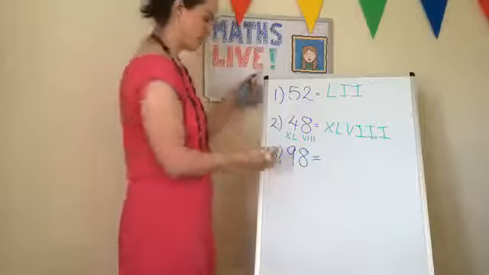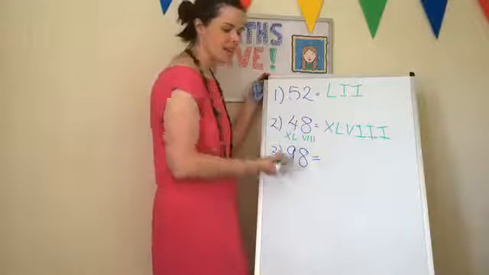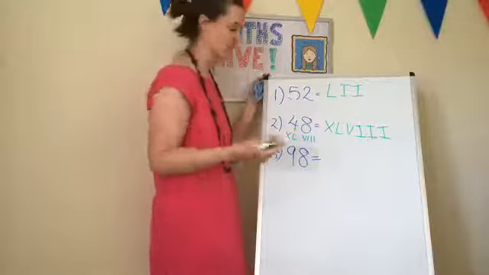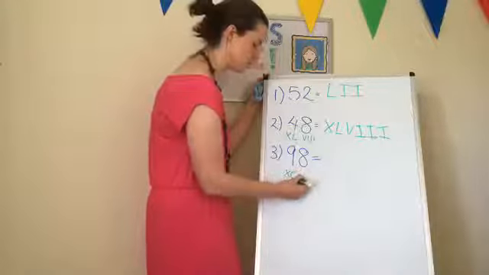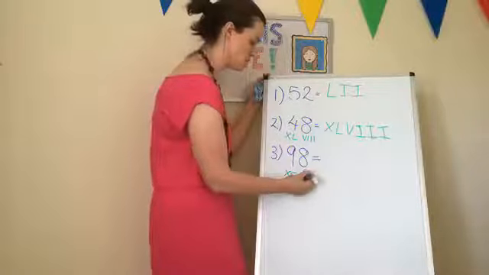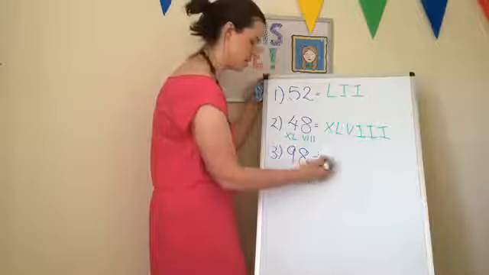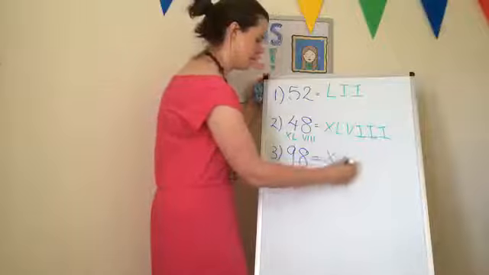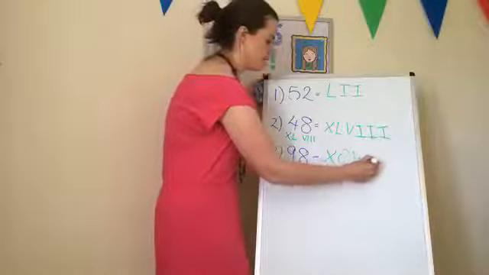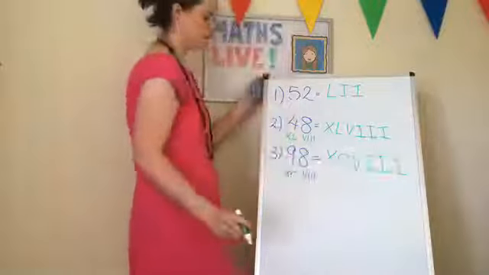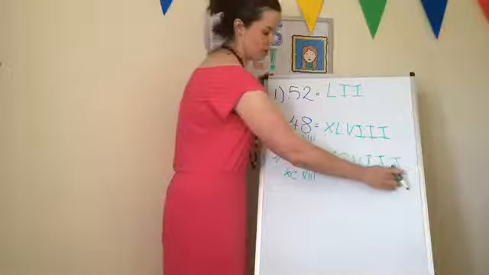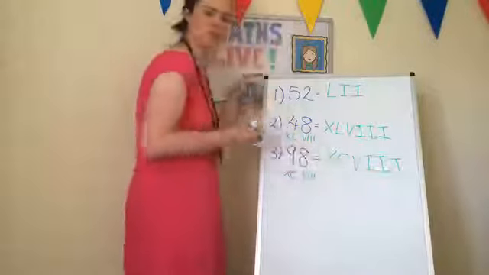And then the last one, again, we had 90. So 90 is 10 less than 100. So X is 10 and C is 100. And then 8, just like the top one, V, I, I, I. So it's X, C, V, I, I, I. Very long, look how long that Roman numeral is compared to just 2 digits.